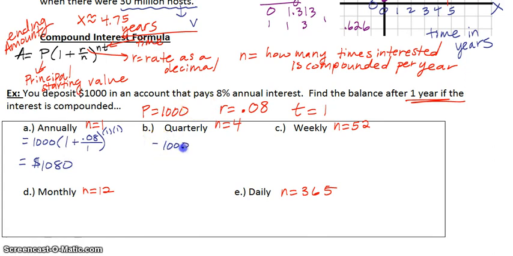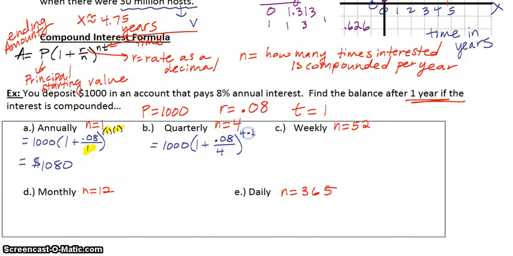All right, let me show you quarterly, because it looks a little bit different when you have a number besides 1 here and here. I still have a principal amount of 1,000. Now the rate is still 0.08, and notice I'm just plugging things into the formula, so I'm not doing anything fancy right now.